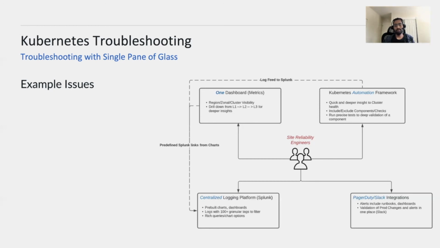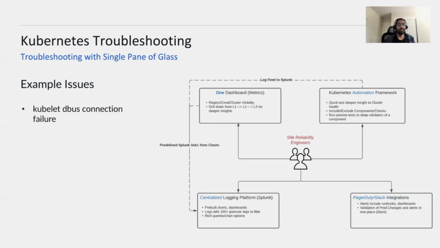The diagram shows a typical flow that we use for troubleshooting. The box on the bottom right-hand side shows the PagerDuty alerts that we get, which also include the dashboard links for metrics and logs. On the Slack side, we have all the prod changes logged, so we can see what changes were happening when the alert fired. And on the dashboards, as we saw earlier, we have the ability to drill down into each of the different components. Similarly, on the logging side. And then if needed for deeper analysis, we can trigger the automation framework to run predefined checks.